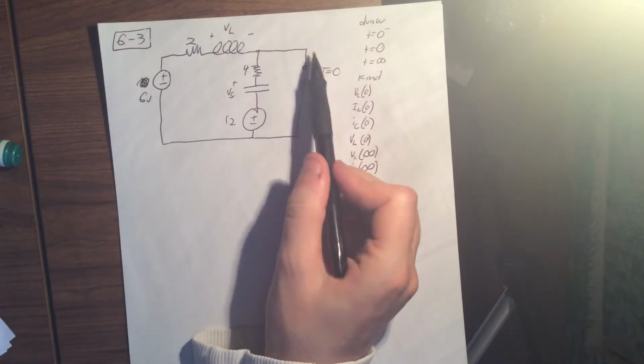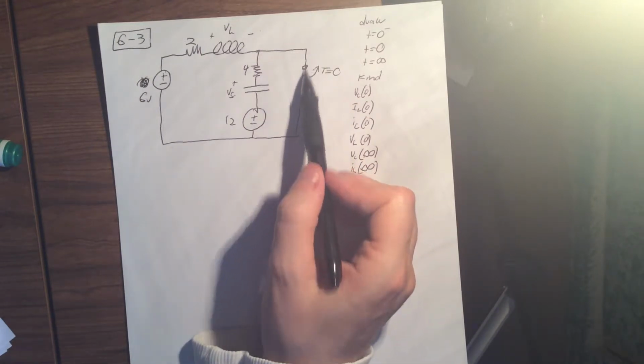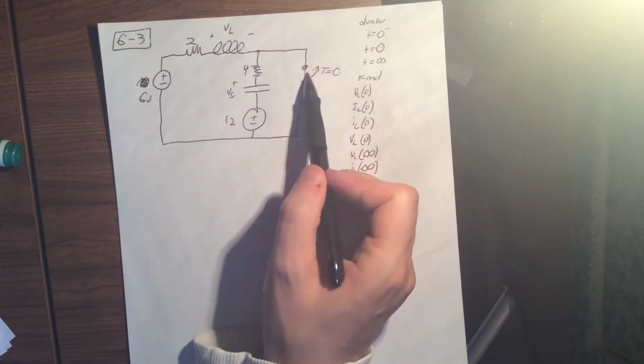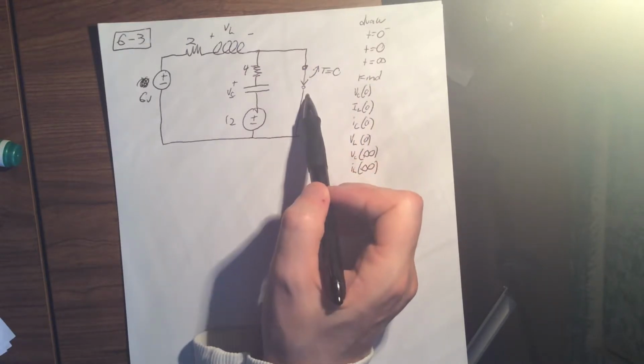And then here we're going to start out with the switch pushed, and then at t equals 0 we're going to open that switch. So it's going to be a short circuit, an open circuit there. So right now it's a short circuit.